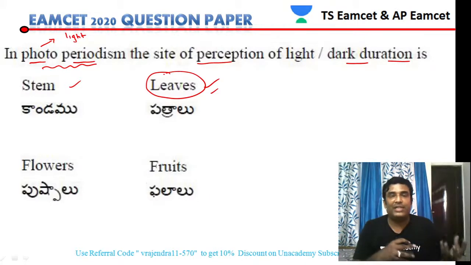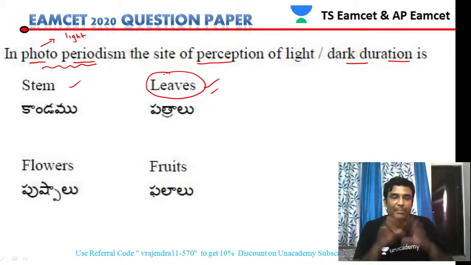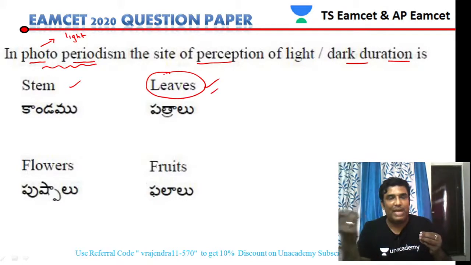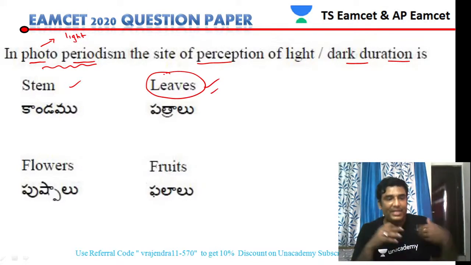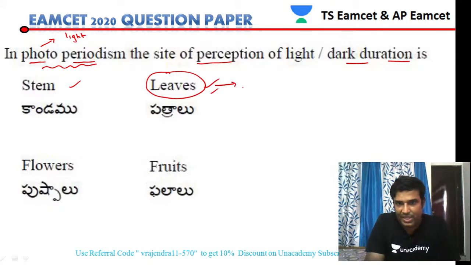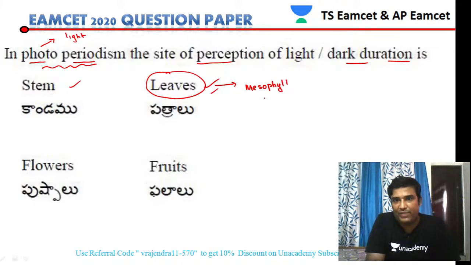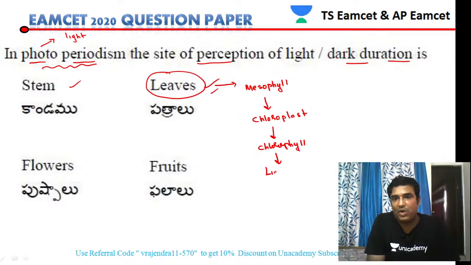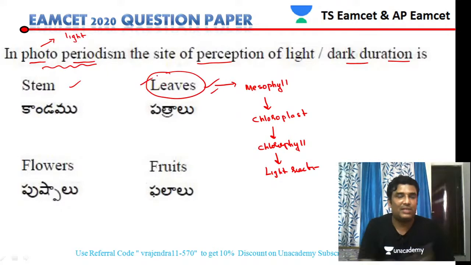The location where maximum trapping of sunlight takes place is inside the leaves. Inside the leaves we have mesophyll cells, and within mesophyll cells we have the cell organelle called chloroplast. Inside the chloroplast we have chlorophyll pigment, and that chlorophyll pigment undergoes a reaction called the light reaction. So we have to take option 2 as the answer.